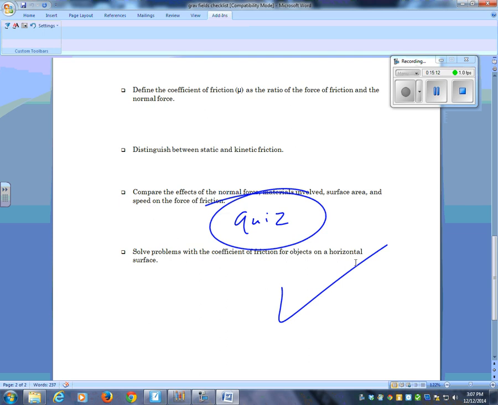I think I covered everything. Did I do any extra? The only thing that I may have added in is that little bit about pressure, but it doesn't matter if you put it on a bed of nails and stuff like that.